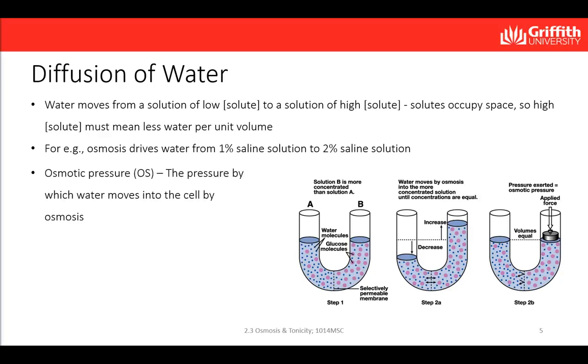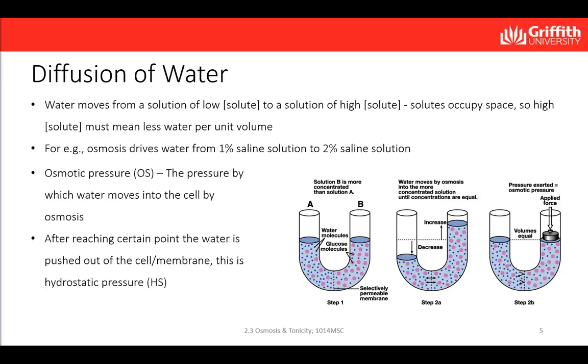The tendency of water to move into the cell by osmosis is called osmotic pressure. Each cell in our body has a limited capacity to take water by diffusion. Once the cell is at its limit and cannot take any more water, it exerts a back pressure that pushes the water against the membrane or out of the cell. This is called hydrostatic pressure. At this point, there is no further intake of water. The hydrostatic pressure of a cell is equal to its osmotic pressure.